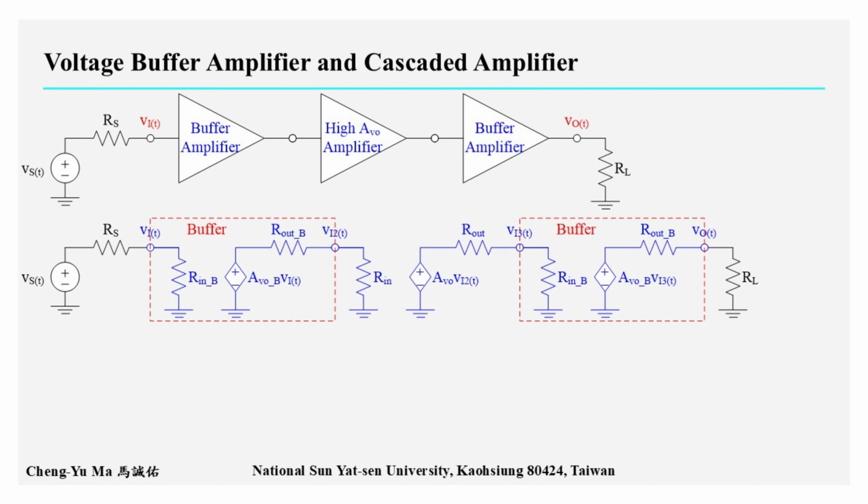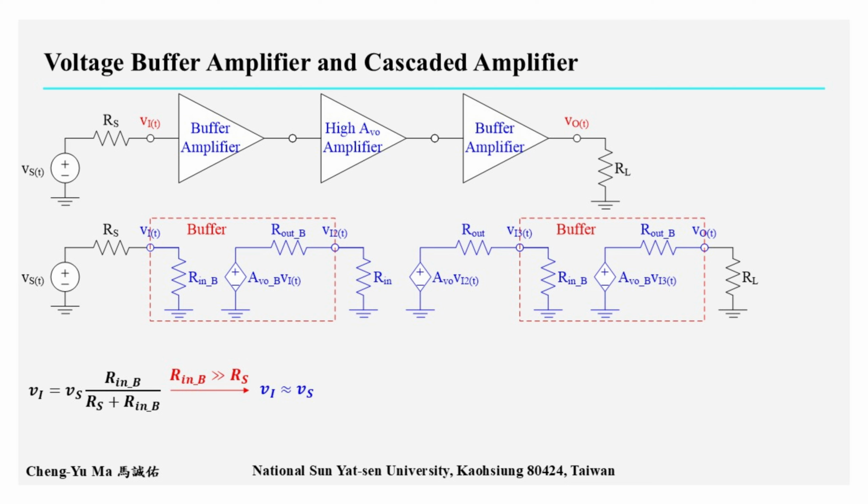After replacing each of the three voltage amplifiers with its equivalent circuit, we can obtain the complete equivalent circuit diagram shown on the slide. From the equivalent circuit analysis of the three-stage amplifier, we can observe that the voltage signal source, Vs, is first delivered to the first stage buffer circuit. Therefore, the input signal of the first stage buffer circuit, Vi, equals Vs multiplied by R_iB divided by the sum of Rs and R_iB. This is because the voltage buffer amplifier has high input resistance. This can achieve Vi approximately equal to Vs.